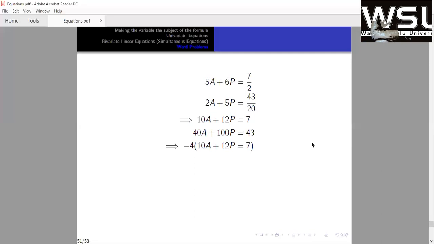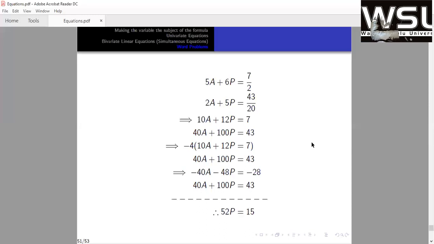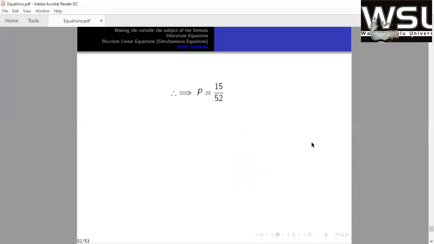And then, for simplicity, I will use elimination, but of course substitution also works. I will use elimination: the first equation, after multiplying by negative 4, is negative 40a minus 48p is equal to negative 28. And then I've got 40a plus 100p is equal to 43. Adding them, the total is 52p, which is equal to 15. And p is 15 over 52, which can also be converted to 29 cents.